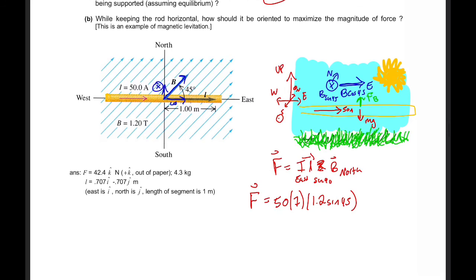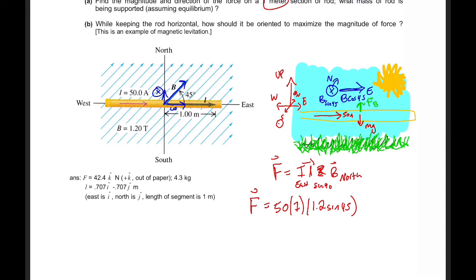Now it asks what mass of the rod can be supported, assuming equilibrium. So let's take this value of force, which is up directed, and set it equal to the down directed force, mg. We know what g is, and we can solve for m. By the way, taking a step back, this was the sum of the forces equals 0, because we are in equilibrium.